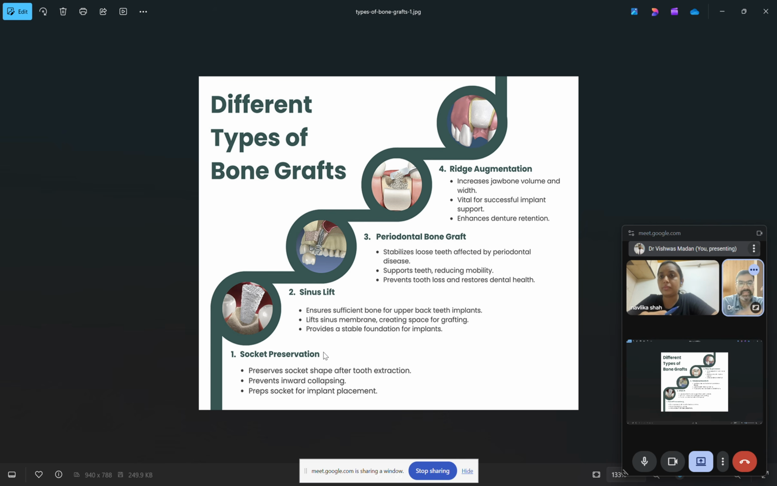Okay, so in the lower, in the mandible, we have the nerve, so we can't keep pushing the nerve down, so we have to generate the bone vertically up, right? But in the upper maxilla we have the sinus where we can push it up and we can generate bone apically. Did you get that point? Okay.